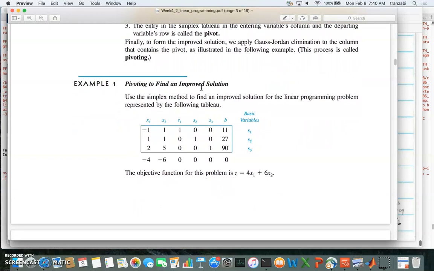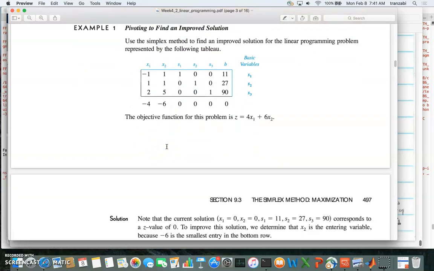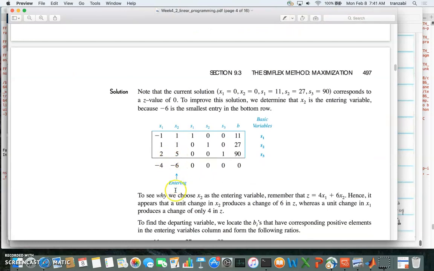We have to pick a column corresponding to one of these variables, and we actually look at non-basic ones first. So non-basic ones are x1 and x2, and we pick the most negative coefficient in the objective function. Out of these two, this one is the most negative, so we're going to pick this column. This is called the entering variable according to this book, and that's x2.